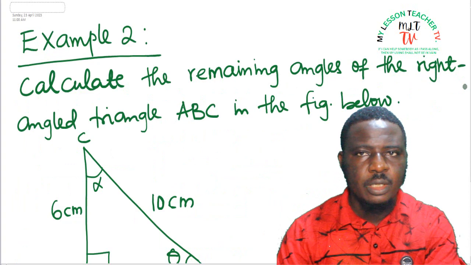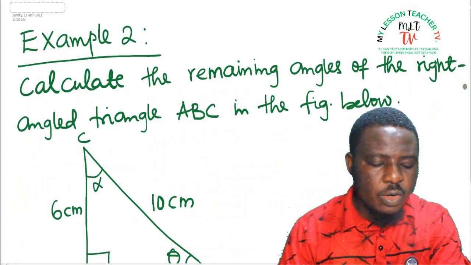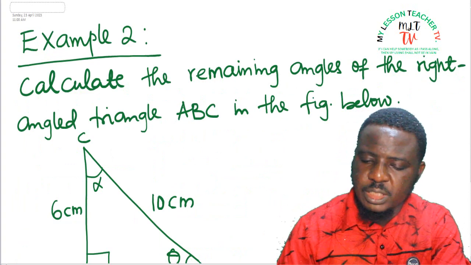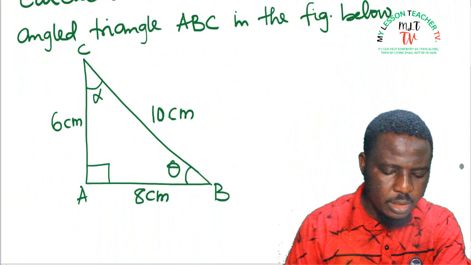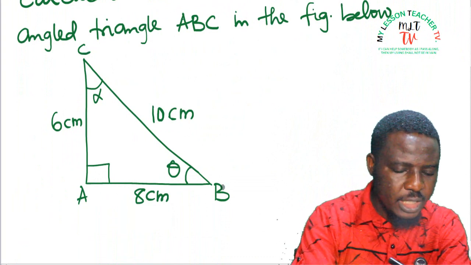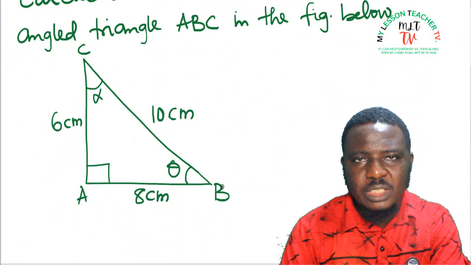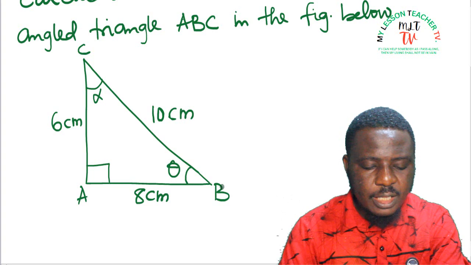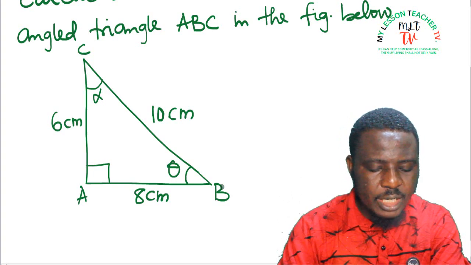Example 2 says, we should calculate the remaining angles of the right-angled triangle ABC in the figure below. In triangle ABC, the side AB has been given, while the sides AC and BC are also given. None of the angles is given, so we are asked to find these angles. But we have been told that there is a relationship between any two sides of the right angle triangle as well as the included angle.